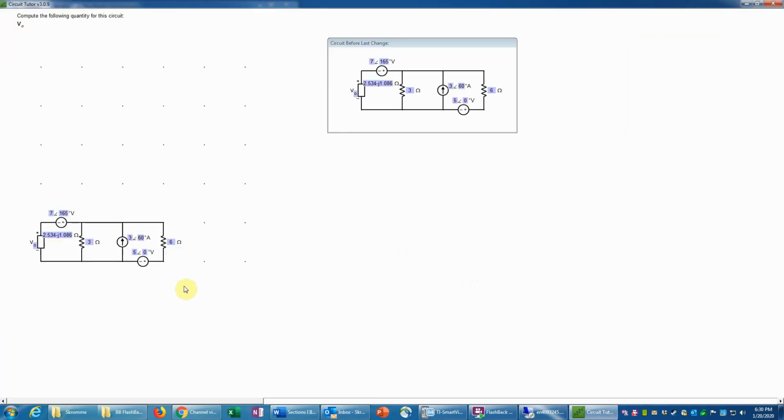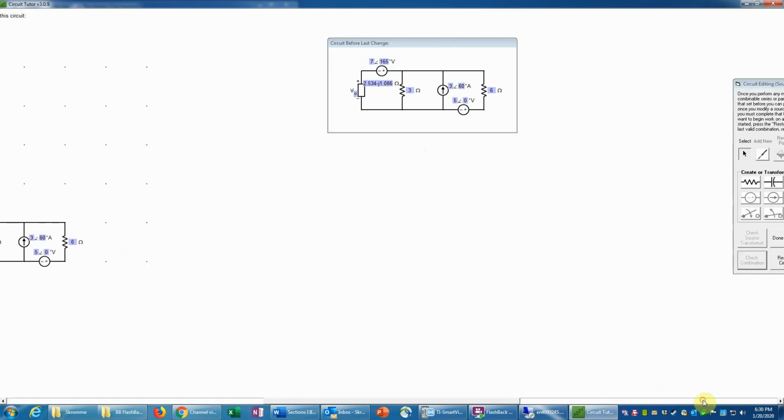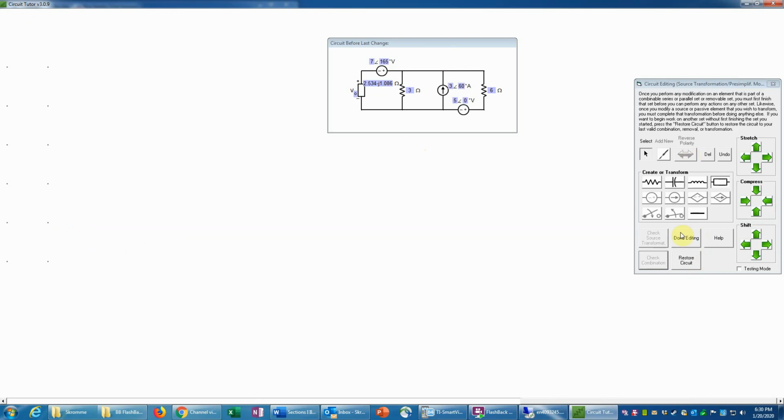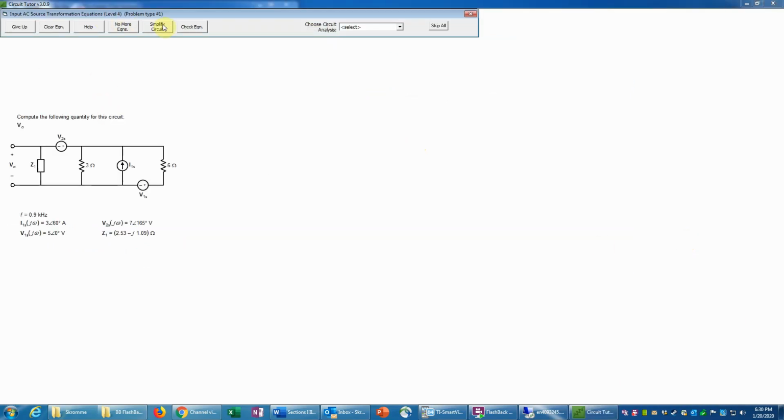I'll go back to full screen here. So now let's see. There's nothing we can combine here. I don't see anything else in series or parallel. So now we're going to have to start doing a source transformation. And unfortunately our dialog box here has gone astray. That's because I'm using reduced screen size. So I'm just going to go out of the circuit editor and go back in. It'll fix that. A little workaround here until we get that fixed.